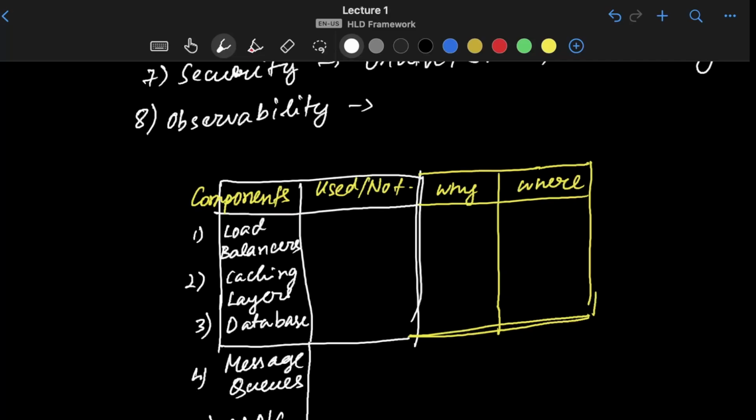So you can follow this kind of table in every problem. Most HLD problems mostly use these components only. So if you fill up this table and keep it as a handy note to revise, I think it would benefit you. I hope you got an idea of how to approach any kind of HLD problem using these 4 steps and this table, which I think would be helpful for you.